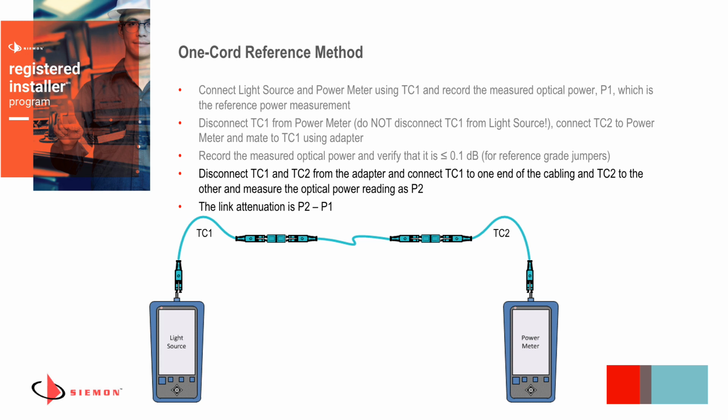Now, once you ensure you have that 0.1 dB of mating between your two test cords, you're going to disconnect them both from the adapter, and then you connect test cord 1 to one end of the cabling and test cord 2 to the other end and measure your optical loss. In this case, the loss of the link under test is going to be the measurement you just got, which is P2, minus P1, your original reference measurement, to determine your overall system loss.